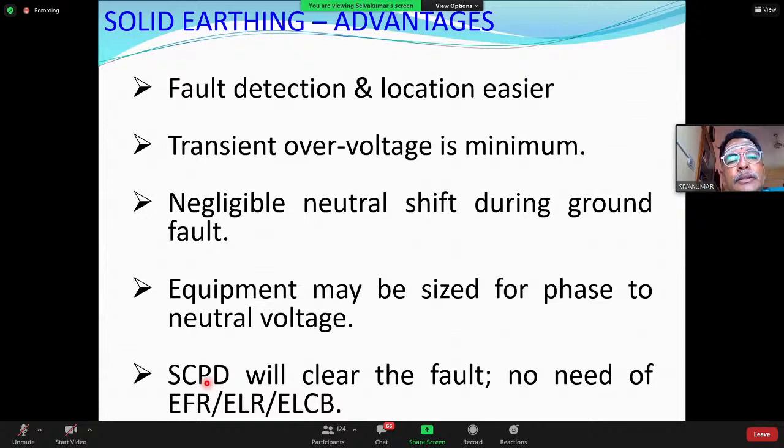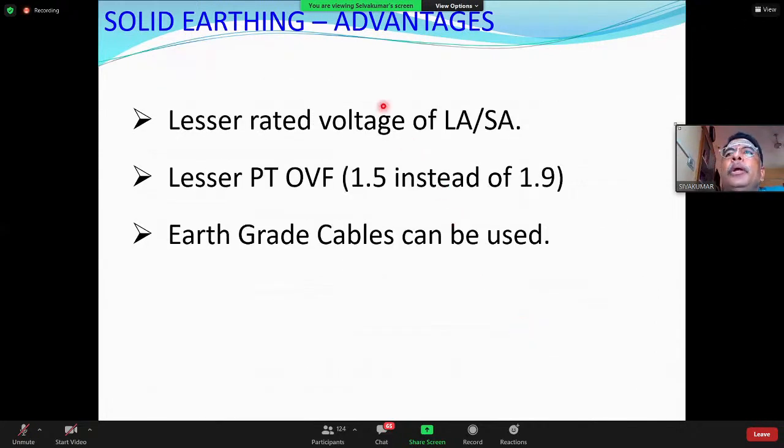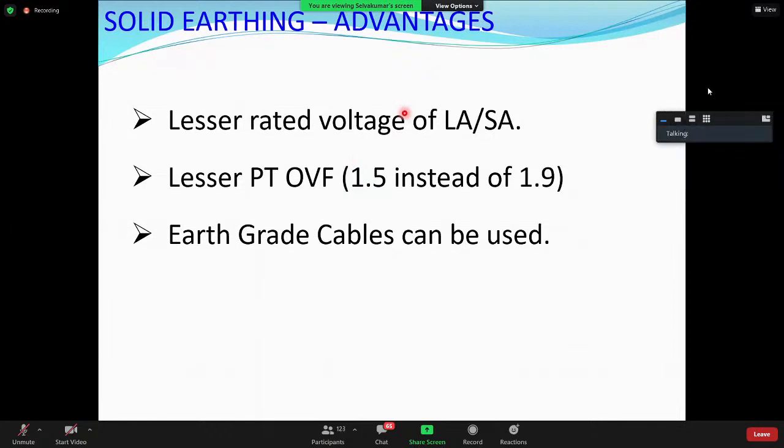Lesser rated voltage of lightning arrestor and surge arrestor. When you want to select a lightning arrestor or surge arrestor for your system, the rated voltage selection involves a term called ground fault factor or earth fault factor. For solid grounding it is 0.8. The rated voltage is the highest voltage of the system into the ground fault factor. Now for an 11 kV system, the highest system voltage is 12 kV, and if it is a solidly earthed system, the factor is 0.8.